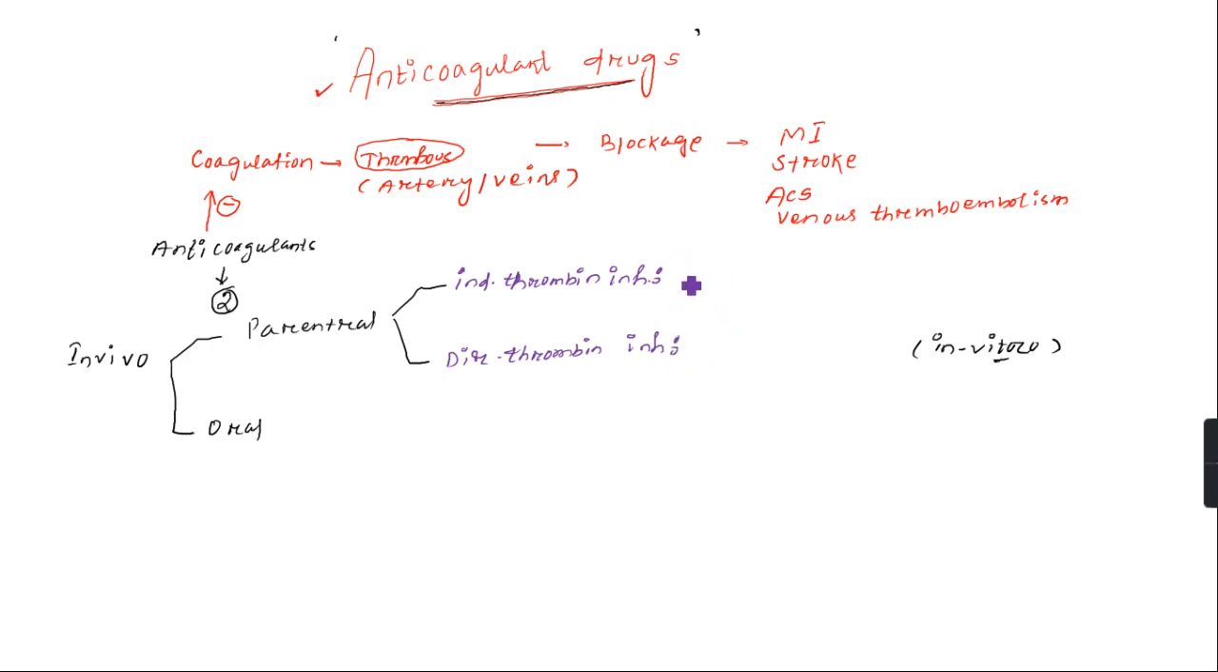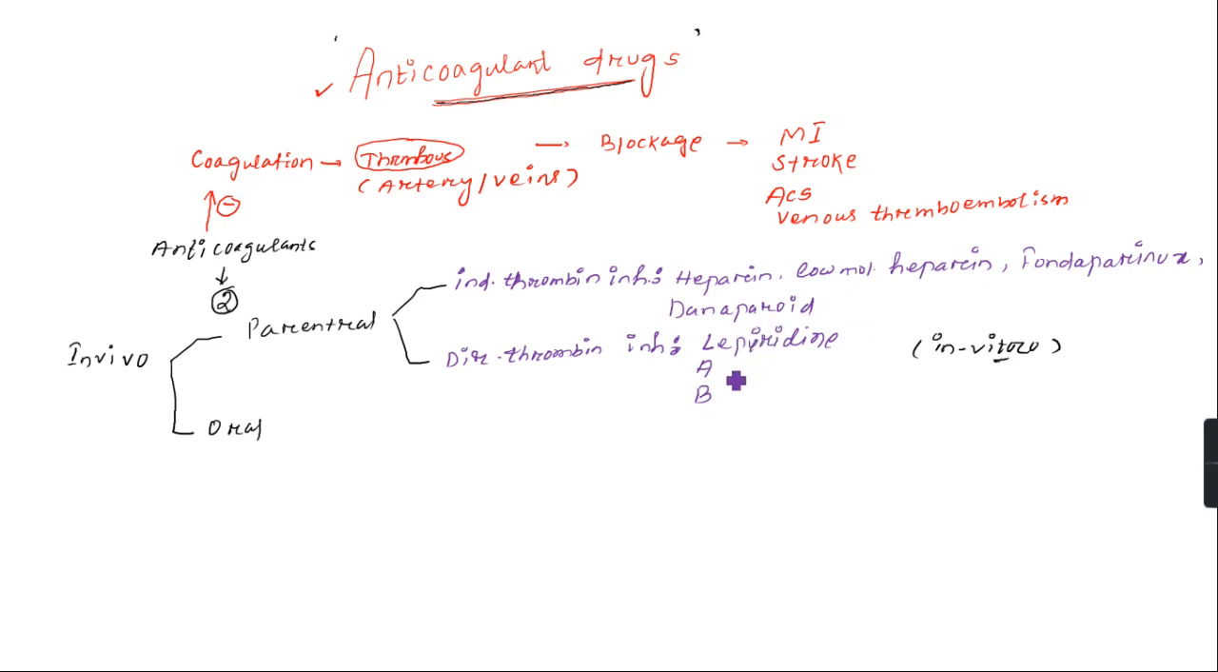Which drugs come under indirect thrombin inhibitors? Heparin, low molecular weight heparin, fondaparinux, danaparoid. Which drugs come under direct acting? Remember these: lepirudin, argatroban, bivalirudin.